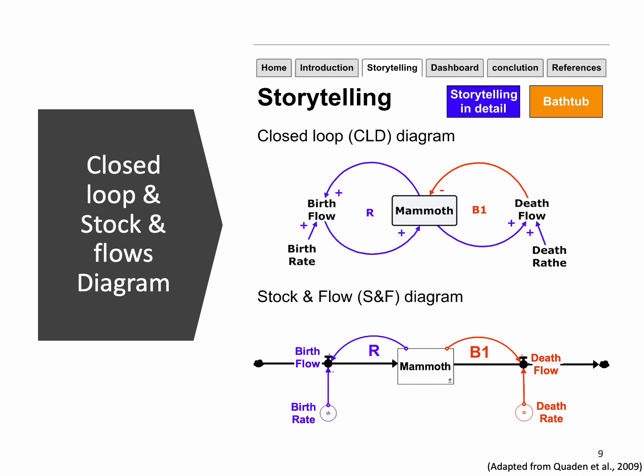In this slide, two diagrams are presented to illustrate the population dynamics of the mammoth, the closed-loop diagram and the stock and flows diagram. The first one, known as a closed-loop diagram, is used to narratively explain the cycles of a system. Although it may not contain all the elements of the model, it is useful for providing a general understanding of the system's functioning and aiding in making informed decisions. On the other hand, the second diagram, the stock and flows diagram, is more rigorous and shows all the components of the model.